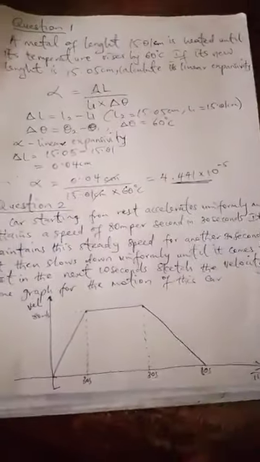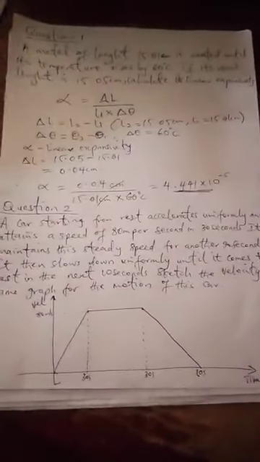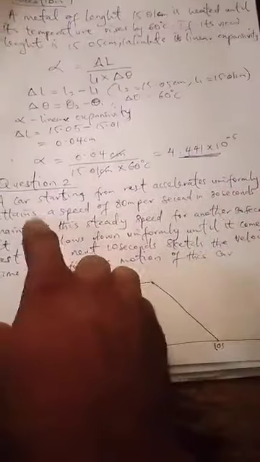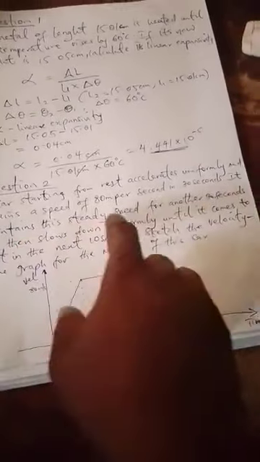Now go to question 2. Question 2 is about motion of an object or a car. As the question is, it said the car starting from rest accelerates uniformly and attains a speed of 80 meters per second in 30 seconds. It maintains this steady speed for another 30 seconds.